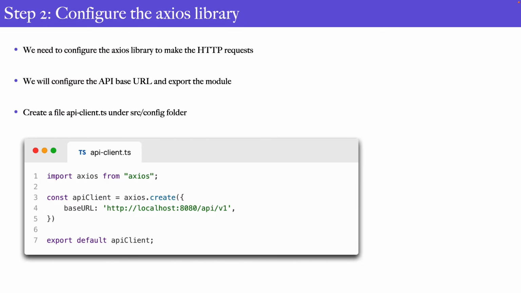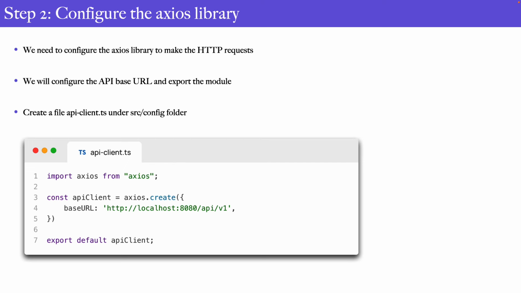The second step is to configure the Axios library. Installing this library alone will not do anything. We have to configure this library. We need to configure the Axios library to make the HTTP request. While configuring, we are going to specify the API base URL and we will export this module so that inside our components we can make use of the client to make the HTTP request.